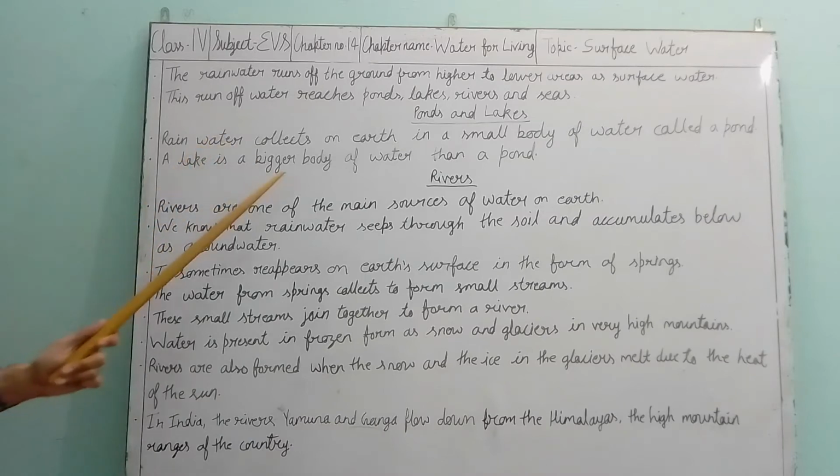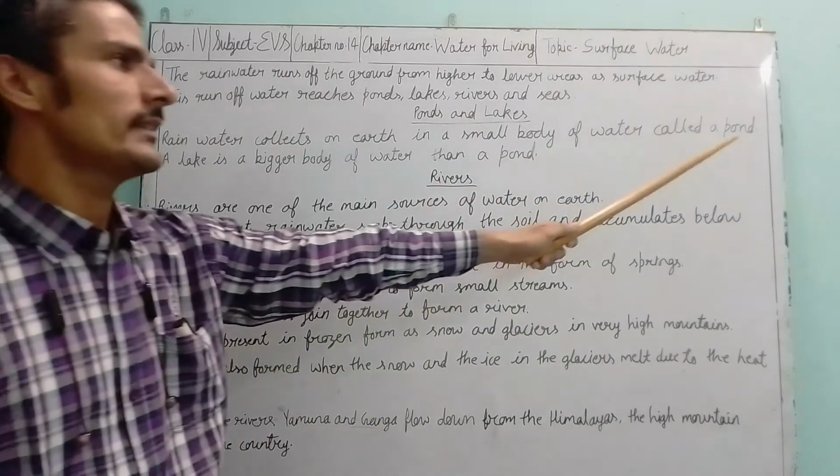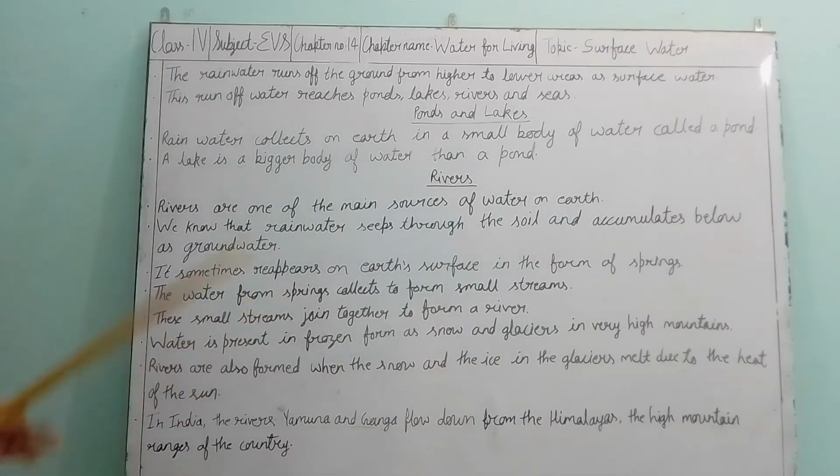A lake is a bigger body of water than a pond. The lake is bigger than the pond. It is the same as the pond, but the pond is the small area and the lake is bigger. But both are used for the same type of purpose.